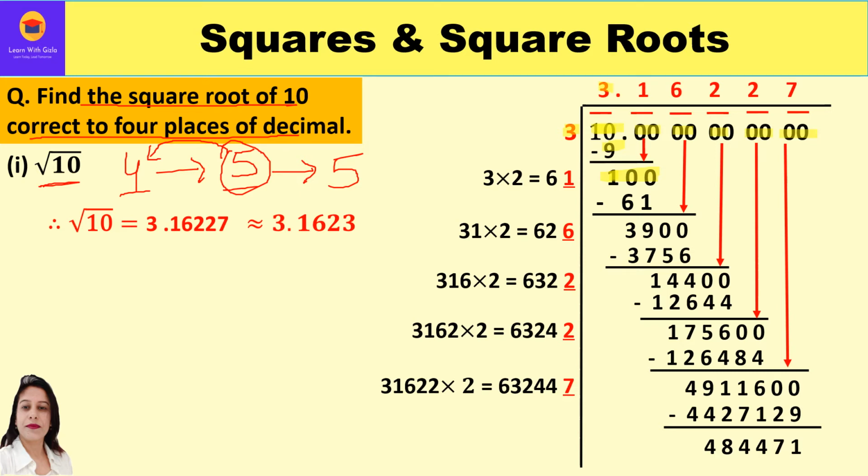Now before starting with the decimal part, let us put a decimal point in the quotient after 3, because this represents that we have finished with the whole number part and now we are starting with the decimal part. So we have inserted a decimal point after 3, right?